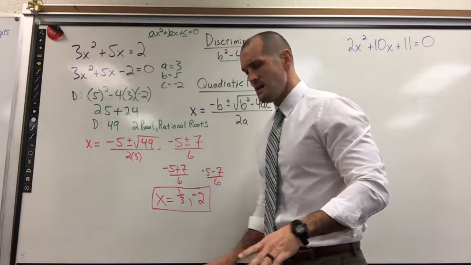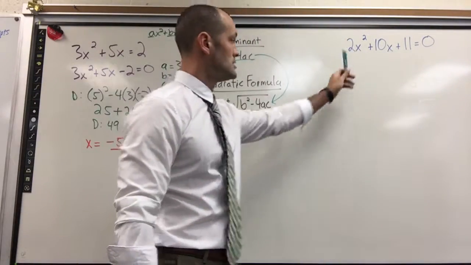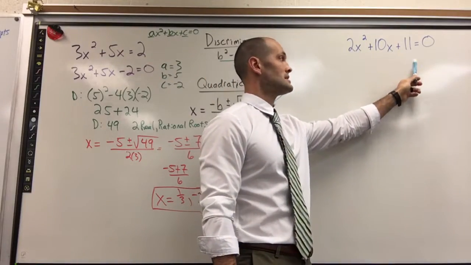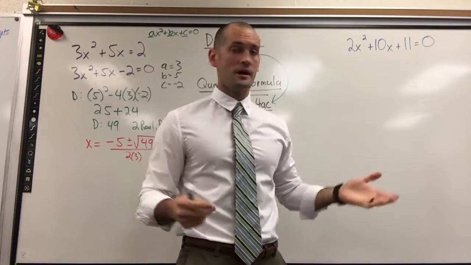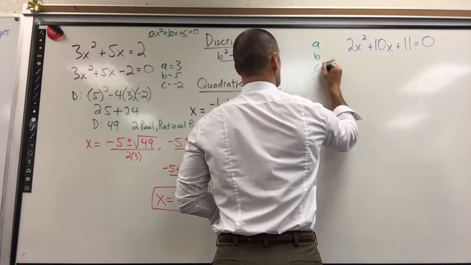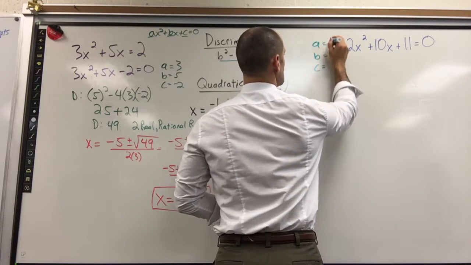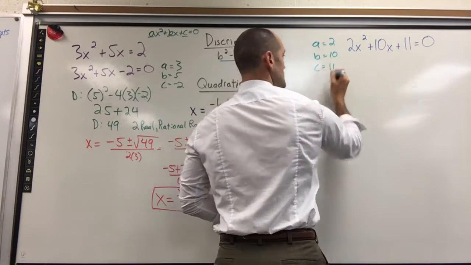Same process, but it takes on a little different form. All right, let's take a look. 2x squared plus 10x plus 11 equals 0. This one's nice. It's set up for us. I don't have to move things around. I can go right into my ABC values. A is 2, B is 10, C is 11.